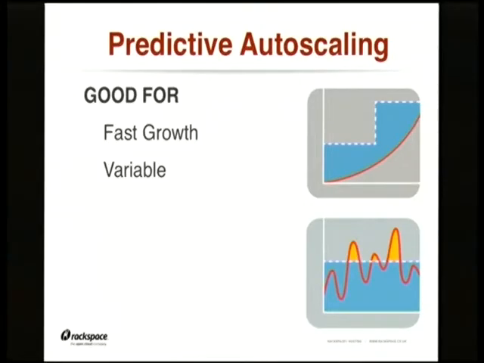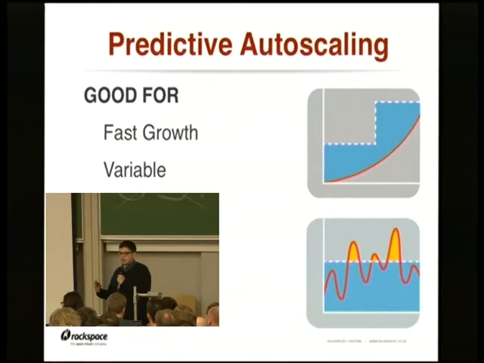This kind of auto-scaling is incredibly good for variable traffic, because it's the kind that can actually tolerate unknown peaks that you can't forecast with your metrics, that are too fast for your metrics to capture. And it's able to go up and down with your traffic very well.